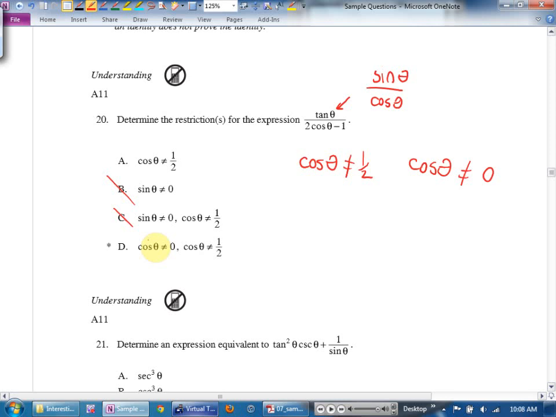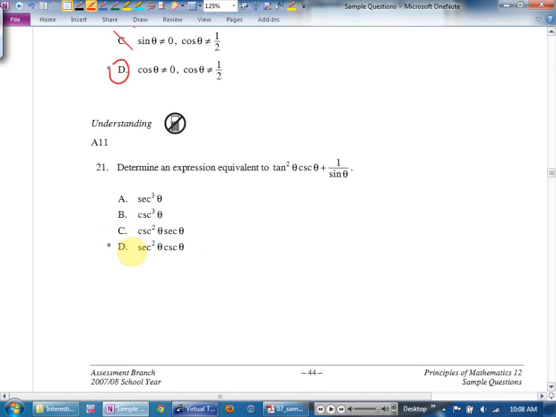Identities. When in doubt, rewrite everything in terms of sine and cos. So this is going to be sine squared theta over cos squared theta times 1 over sine theta plus 1 over sine theta. Oh, can I cancel? It is factored, so one of my sines cancels. Yay!